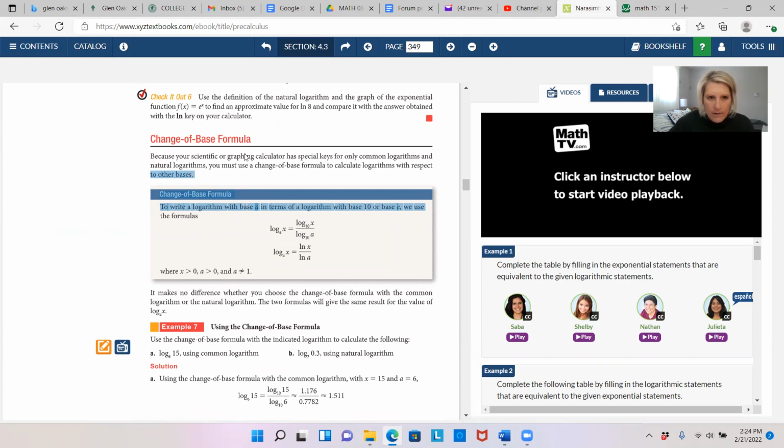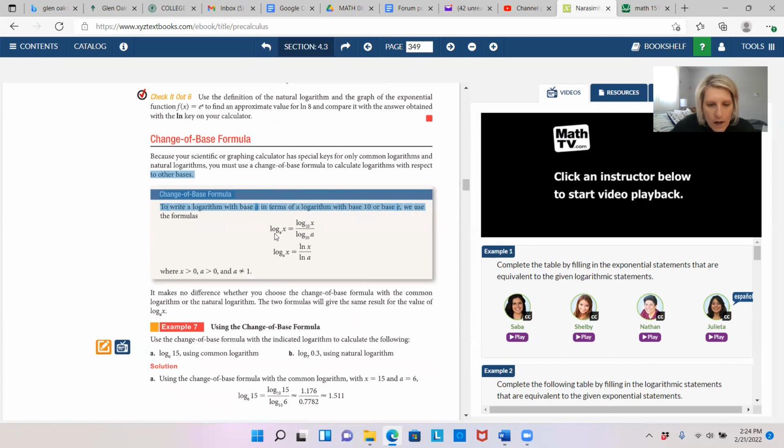It says, because your scientific or graphing calculator has special keys for only common logarithms, that would be log base 10, and natural logarithms, which is the ln, base e, you must use the change of base formula to calculate logarithms with respect to other bases. So to write a logarithm with base a in terms of a logarithm with base 10 or base e, we use the following formulas.